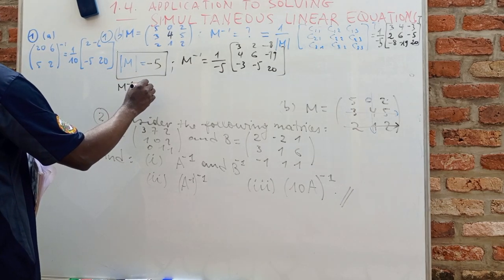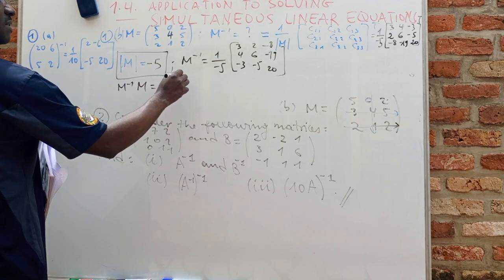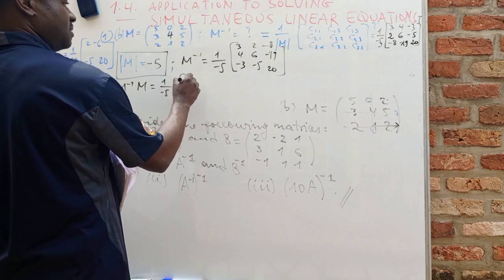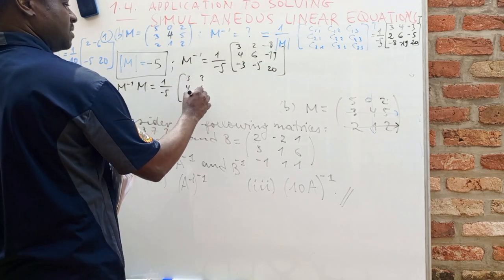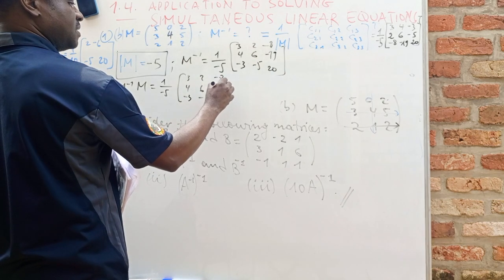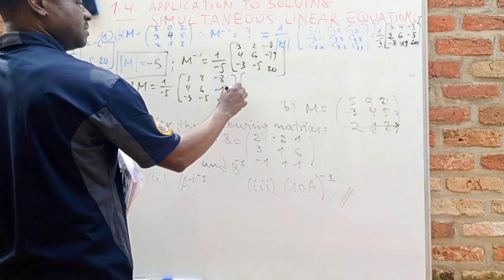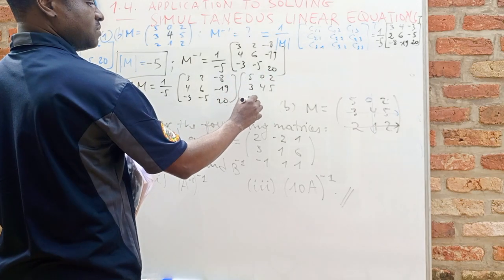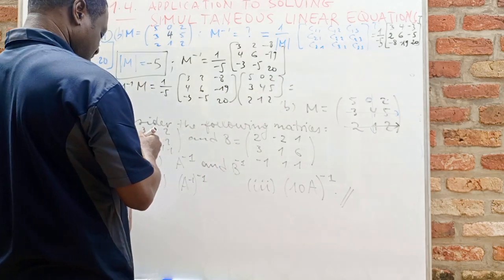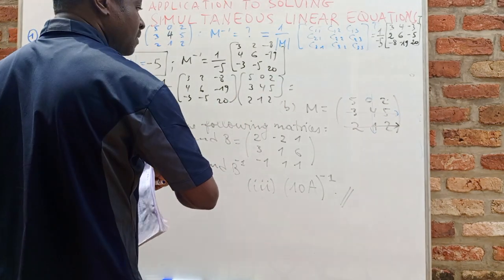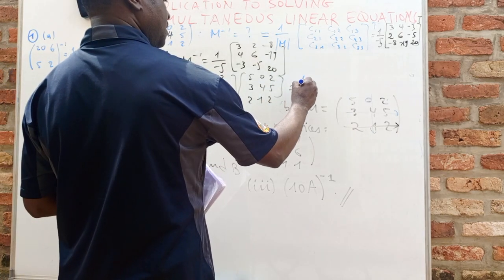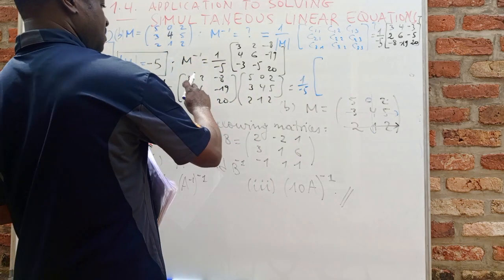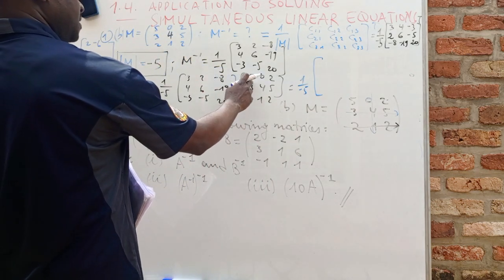The inverse times M is 1 over negative 5 times 3, 4, negative 3, 2, 6, negative 5, negative 8, negative 19, 20. So I'm going to multiply by 5, 0, 2, 3, 4, 5, 2, 1, 2. This is equal to 1 over negative 5, and then let us multiply 15.